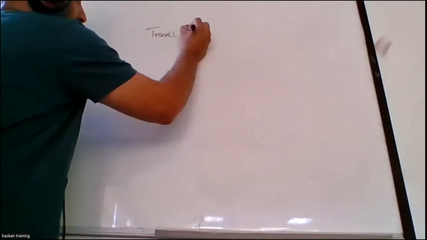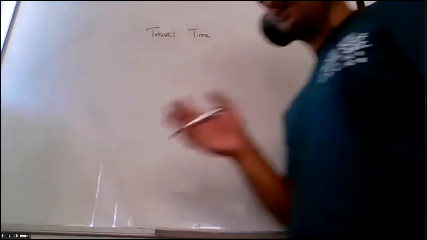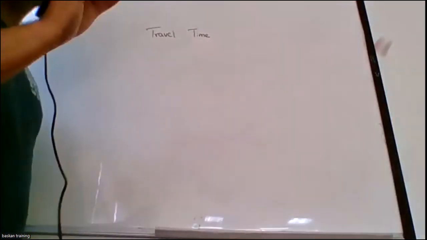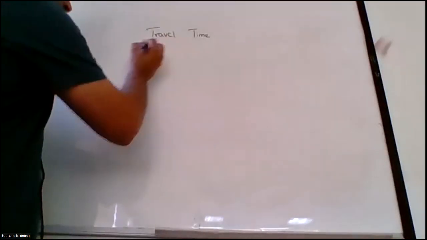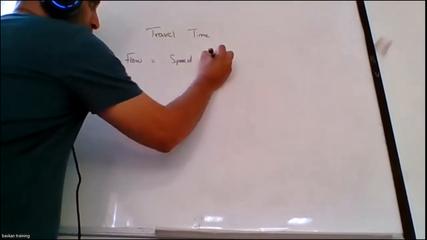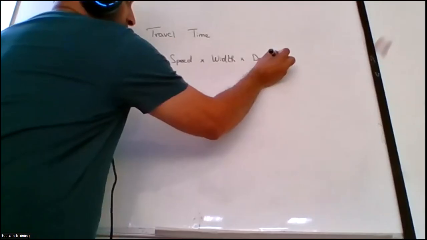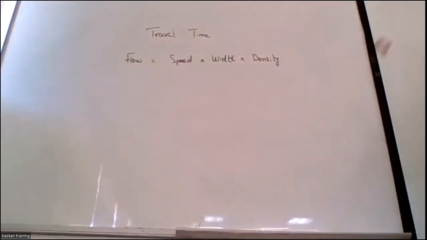If I want to calculate the travel time, just for information, we are going to use this. Calculations are not part of the examination. Formulas are only used up to a point where they want to define a terminology for the examination. The calculation we are doing here is just for understanding. For travel time, we have one formula: flow is equal to speed into width into density.